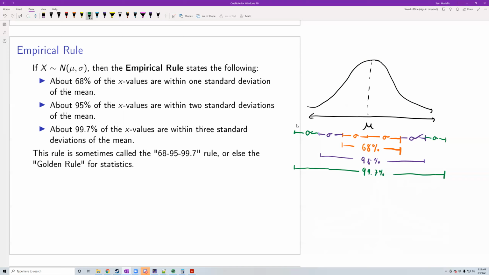This, I would expect you to memorize. It's called the empirical rule, but sometimes also known as the 68, 95, 99.7 rule for obvious reasons, or sometimes the golden rule in statistics. And it is used for us to have a good approximation for what standard deviation means.